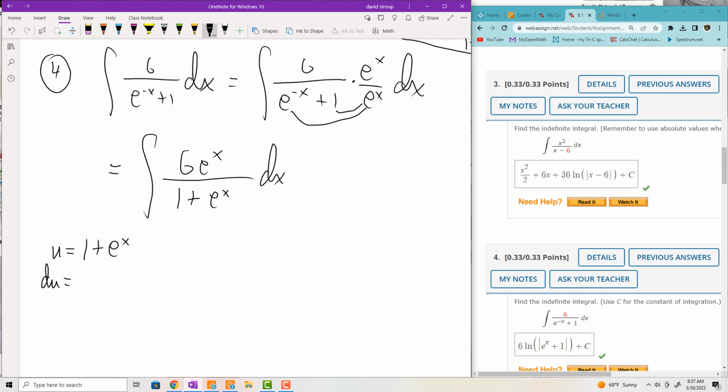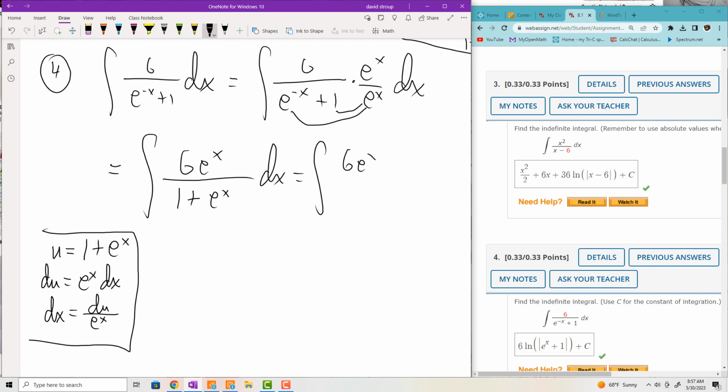Okay. So anyways, here, if you let the denominator equal your u, and you get your du, the derivative of 1 is 0, the derivative of e to the x is e to the x, and then you tack on a dx. Then you solve for dx by dividing both sides by e to the x. You'll have du over e to the x. And the magic of this is that the e to the x in the numerator will cancel out. So here I go. I'm replacing u with 1 plus e to the x. I'm replacing dx with du over e to the x.